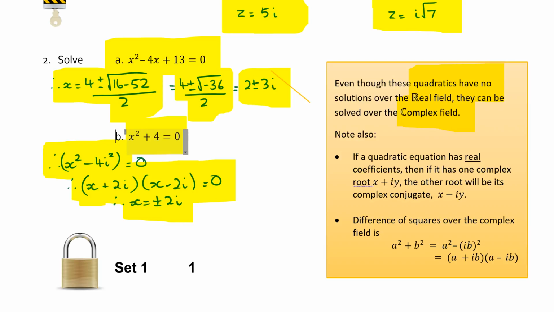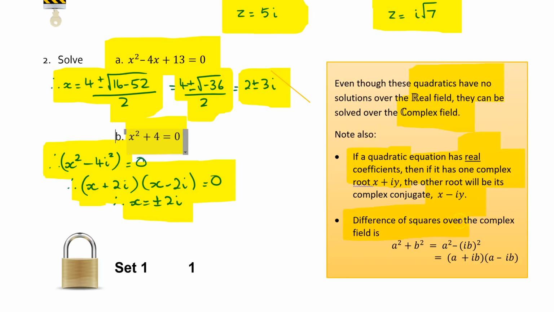There's also one other thing to notice: if a quadratic equation has real coefficients, in other words, if we look at our example here, the coefficients are 1, negative 4 and 13, which are all real, then if it has one complex root, the other root will be its complex conjugate. Now that's a term we haven't come across yet, but we've used conjugate before. So if one root is x plus iy, the complex conjugate will be x minus iy. So they're the two roots, and as you can see up here, that's the case. 2 plus 3i and 2 minus 3i are the roots.